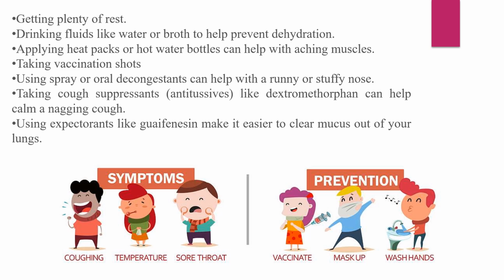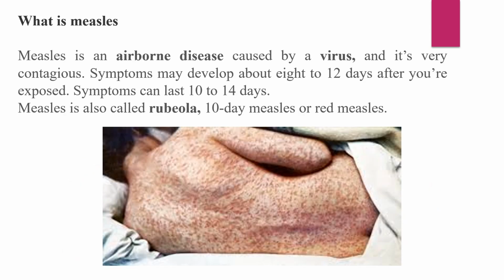Using expectorants like Ascoril, you have seen the ads also. Most of the ads say when you cough, use Ascoril, which easily clears the mucus out of your lungs. So these are some of the preventive measures by which you can prevent influenza or flu. Now coming to the next viral infection, measles.